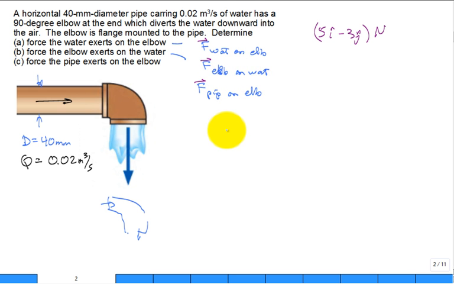For part B, can you tell me, would the force that the elbow exerts on that water, this control volume for the water, in the X direction, would it want to go to the right or to the left? To the left. Okay, that's the correct answer. Why is that the correct answer in your own words?